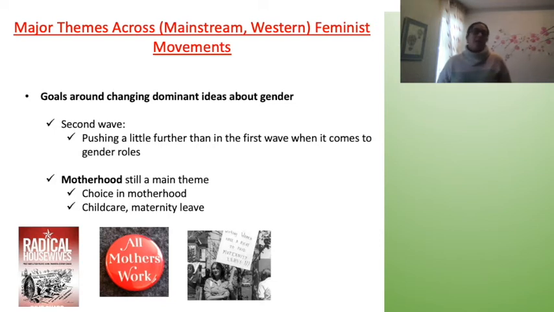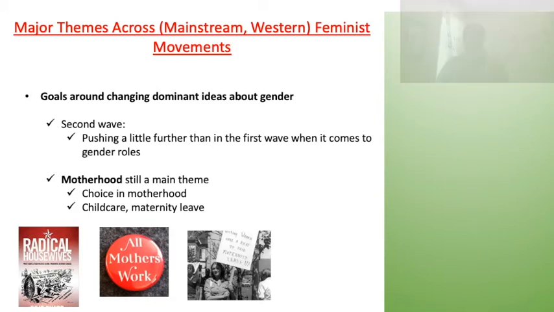So motherhood becomes really important to discussions around reproductive rights. But now we're talking about not women's difference as mothers, but choices around motherhood and how women should be entitled to make choices about the timing of motherhood, pregnancy, and these sorts of things. Other issues related to motherhood were really central in that second wave feminist movement as well. So things like access to childcare and maternity leave become important issues that are brought up in that second wave.